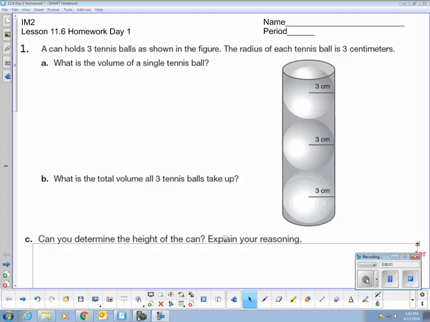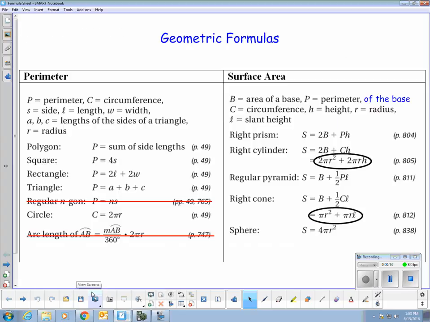Chapter 11, we're taking a look at the volume of different types of three-dimensional solids. And before we begin, I want to introduce you to a formula sheet that you may use when you're doing your homework or any quizzes or any of your exams. This formula sheet is available to you from your teacher.